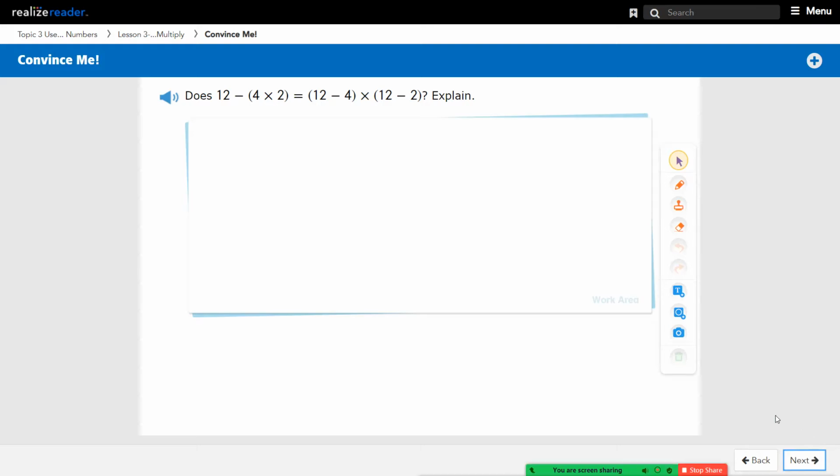Now for this one, it says, does 12 take away the product of 4 times 2 equal 12 take away 4 times 12 take away 2? So let's try and work this out. 12 take away 4 times 2.